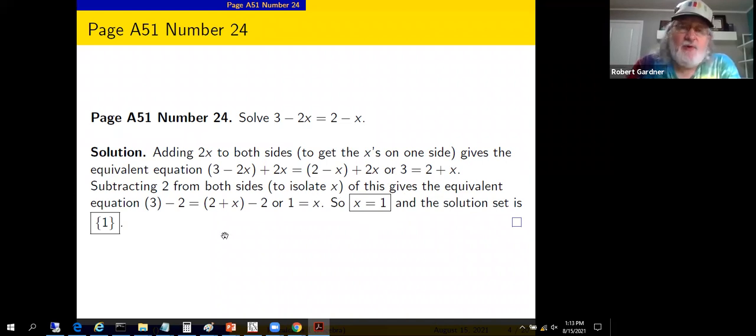And this gives the equivalent equation. 3 minus 2 equals 2 plus x minus 2. 3 minus 2 is 1. 2 plus x minus 2 is simply x. And so we get the property x equals 1. X equals 1 is a solution. The solution set, to put it in that notation, is a set consisting of 1.